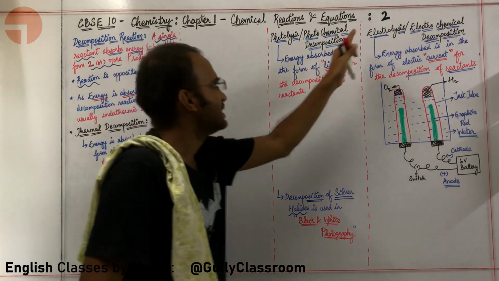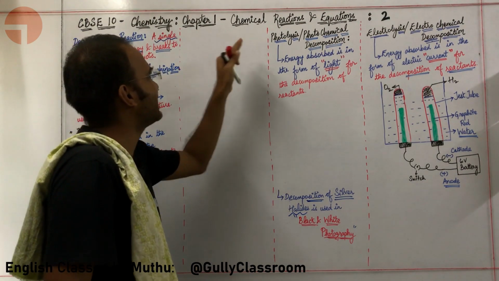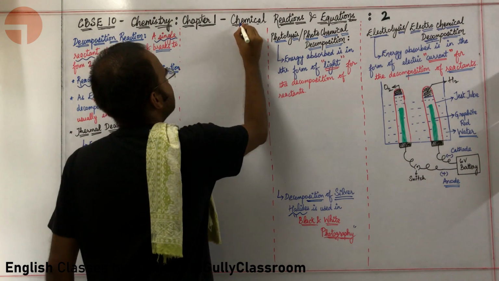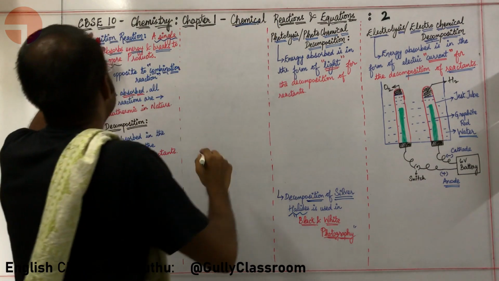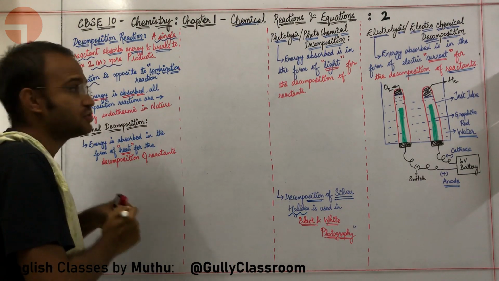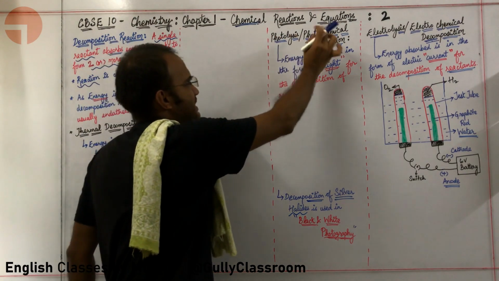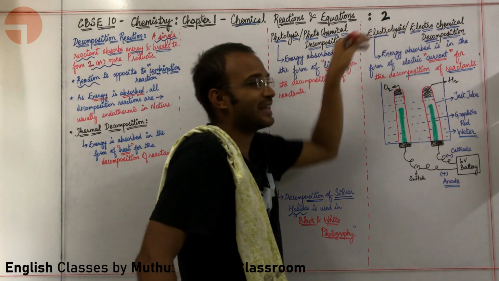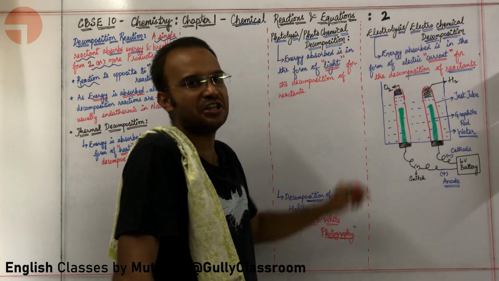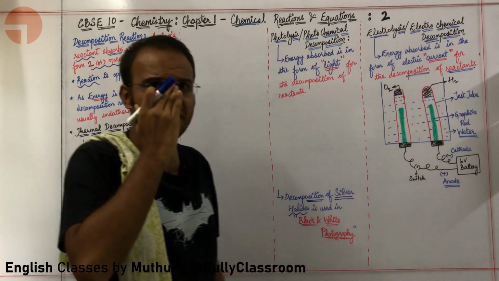This is the second lecture in the chapter Chemical Reactions and Equations, Chapter 1 of the CBSE 10th Standard Chemistry Science book. This second lecture is taken in English.